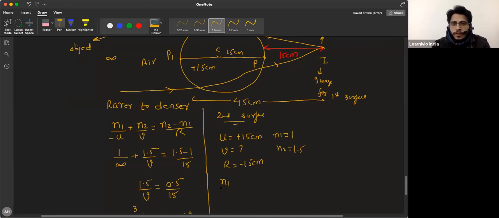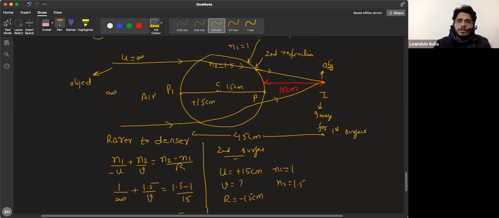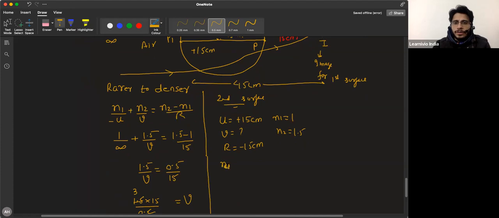So you will write N. Now the refraction is of rays going from denser to rarer. So this is refraction from denser to rarer. It's N2 over minus U plus N1 over V is N1 minus N2 by R.